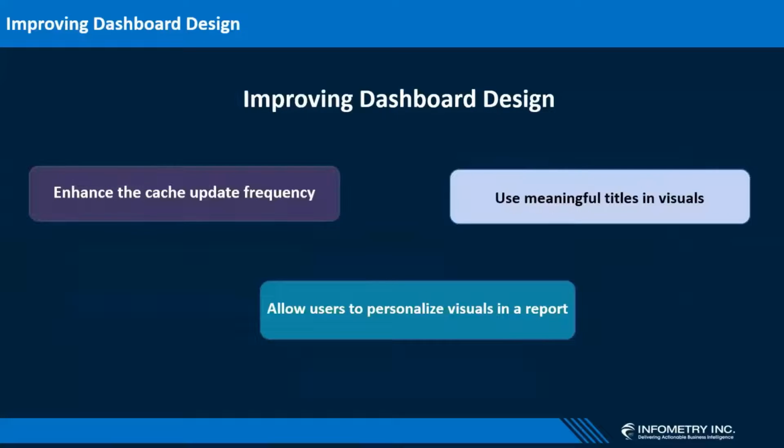And the next point is to enhance the cache update frequency. By default, the Power BI cache update frequency is set to 1 hour. We need to set the cache update frequency at similar intervals to the data source refresh frequency.